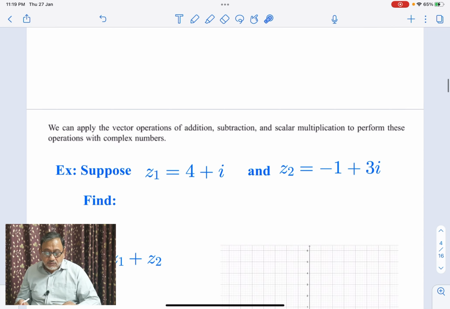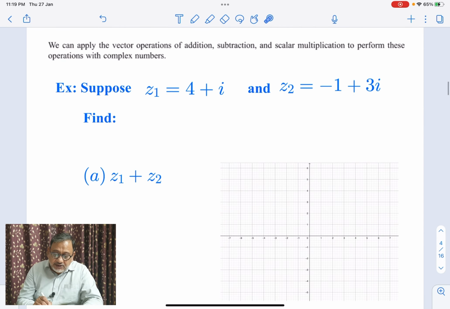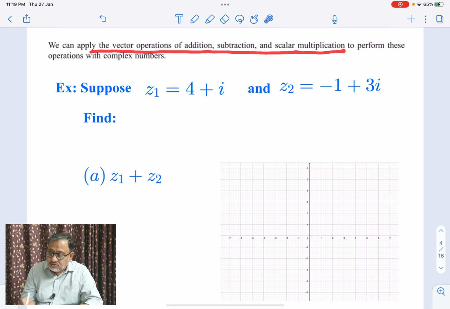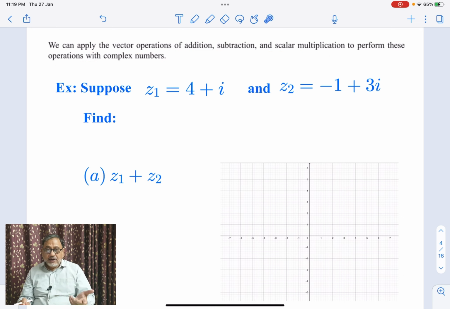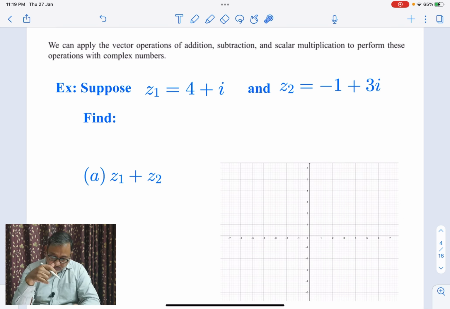Okay. Now come to this one. We can apply the vector operations of addition, subtraction and scalar multiplication to perform these operations with complex numbers. So to add two complex numbers, you have to add them like vectors. As you add vectors, you are going to add complex numbers. I want to tell you that the vectors chapter was before this. Anyway, I am going to cover it later on. So I hope all of you know about vectors.